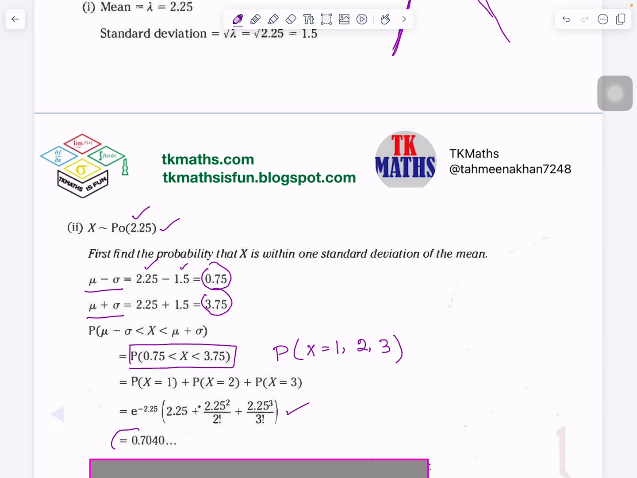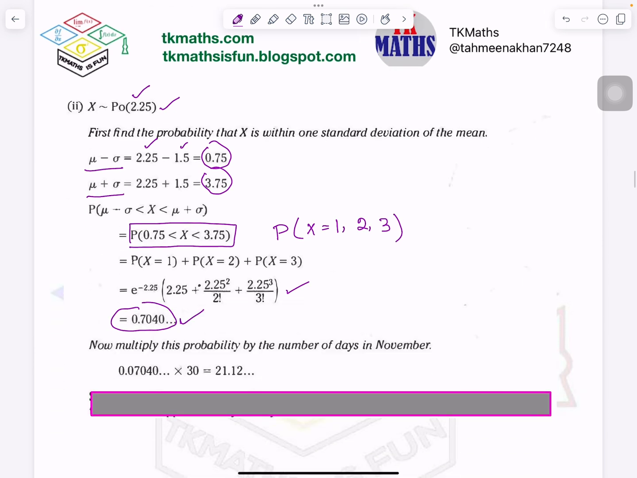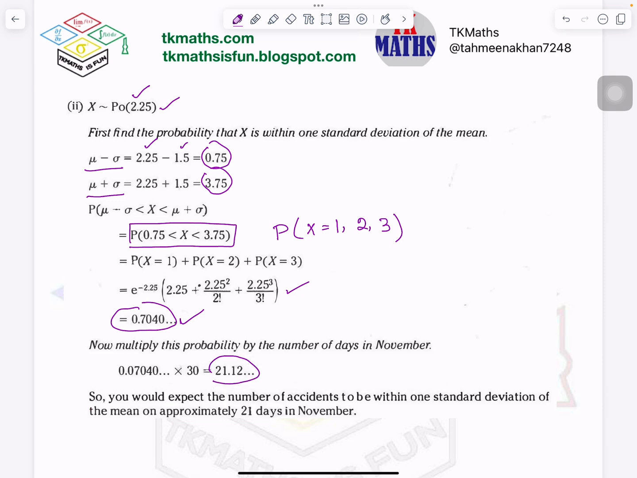And I've already told you the way how it is written and why it is written. Now this is the probability. But question was not asking the probability of something happening occurring within 1 standard deviation. Question was saying how many days in November, right, for this. So now I will multiply 30 by this. So I got 21.12 days. So 0.12 days is nothing. So it is exactly 21 days, right? So you can say that the expected number of days in which the accident may occur in November within 1 standard deviation is 21 days.